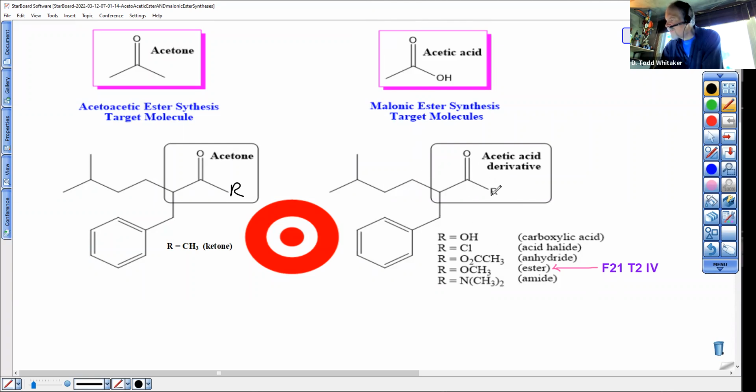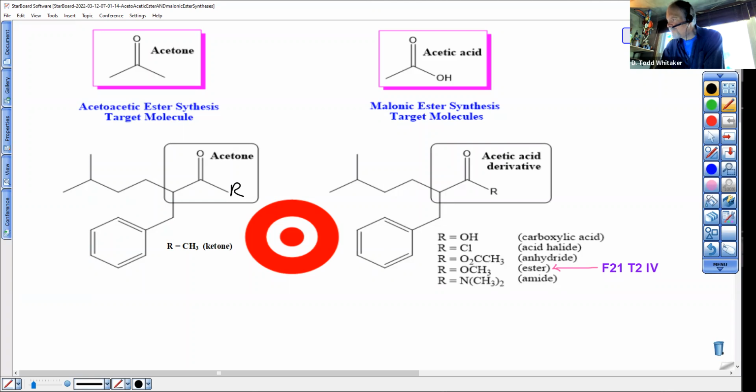Or an acid halide if this was such as a halogen, or an acid anhydride if this was such as a carboxylate, or an ester if this was an OCH3 or OR in general. This is the exact target molecule from Fall 21, Test 2, Part 4, and that's the one we're going to be doing the retrosynthetic analysis of on the next page. If R is a nitrogen, then we have an amide, and that would also be a potential target molecule.